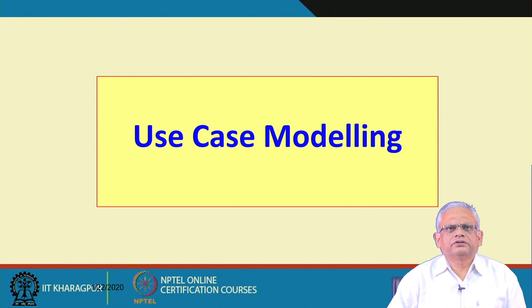We also get these diagrams verified by the user, and therefore these diagrams are to be extremely simple, because users otherwise cannot understand them. So, use case modeling has a simple, intuitive set of notations and diagrams, but the caution is that we have to do it carefully, because any mistake in use case modeling will reflect in the other models, because the other models are developed based on the use case model.